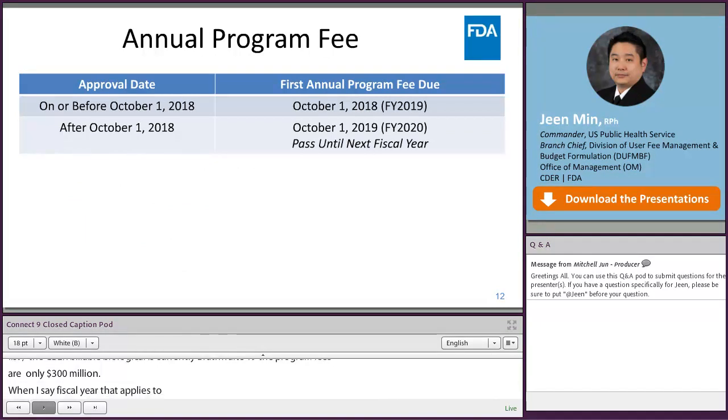One thing I would like to point out is that the annual fee is based on when you are on the marketed section of the list as of October 1st of each fiscal year. So, for example, if your prescription drug product is approved and on the list on or before October 1st of 2018, that means you would be charged a fee for fiscal year 19, most likely due on October 1st, 2018. But if your prescription drug product is approved on the list after October 1st of 2018, you will not be charged for fiscal year 2019. You basically will get a pass for the year, and your first annual program fee will be invoiced in fiscal year 20, which would be due on October 1st, 2019.